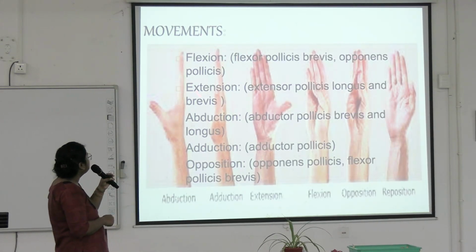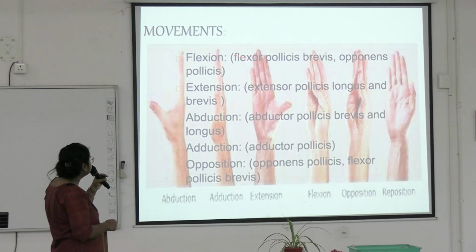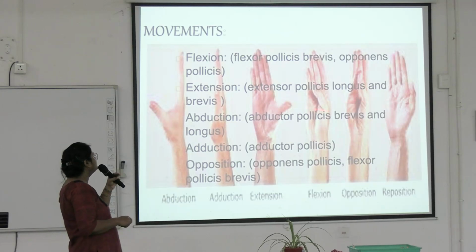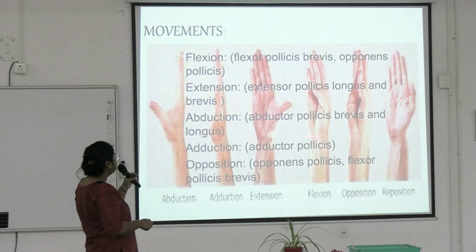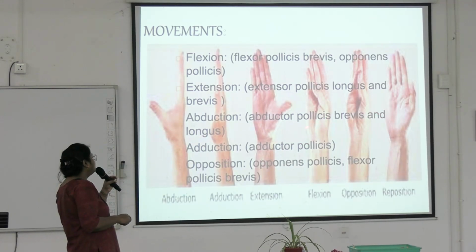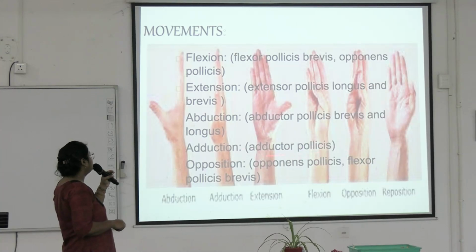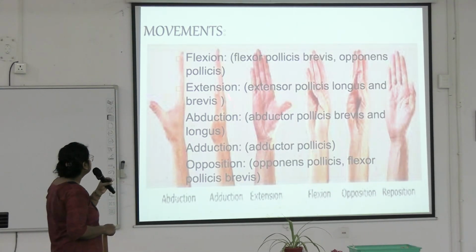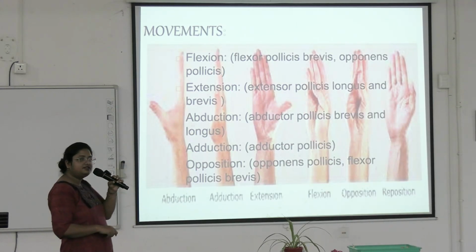So, flexion is caused by flexor pollicis brevis and opponens pollicis. Extension is done by extensor pollicis longus and extensor pollicis brevis. Abduction is done by abductor pollicis longus and abductor pollicis brevis. Adduction is done by adductor pollicis. And opposition is done by opponens pollicis and flexor pollicis brevis. So these are the different muscles involved in different movements of this joint.